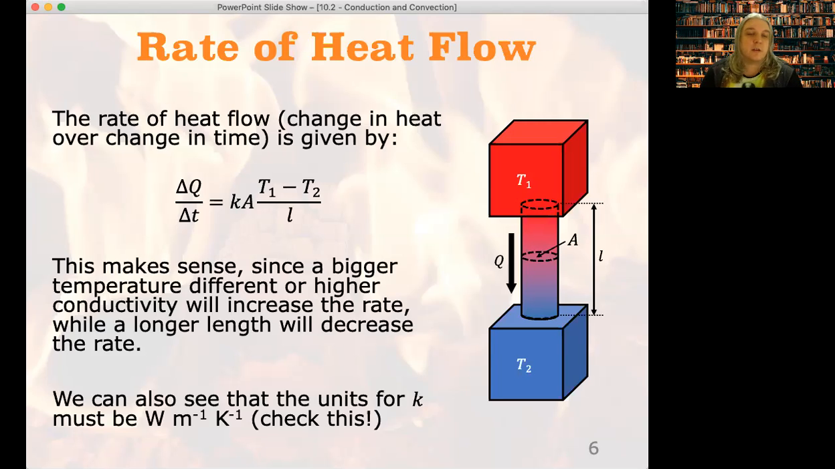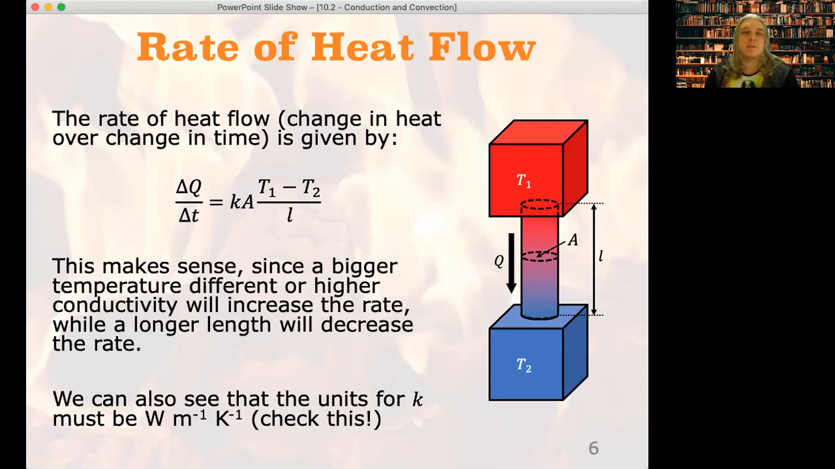Also, you should check the units. I'm going to tell you the units for K must be watts per meter per Kelvin, but you should check that that makes sense in the equation we've been given. You can also hopefully see that it might come out to joules per second per meter per Kelvin. So it could be energy per second per meter per Kelvin, or watts per meter per Kelvin. Both are valid and both will show up.